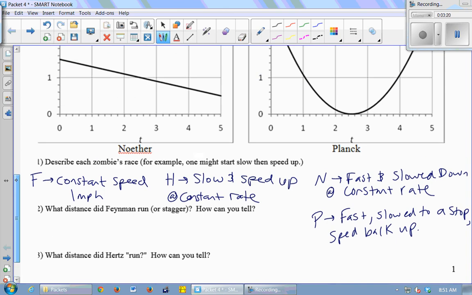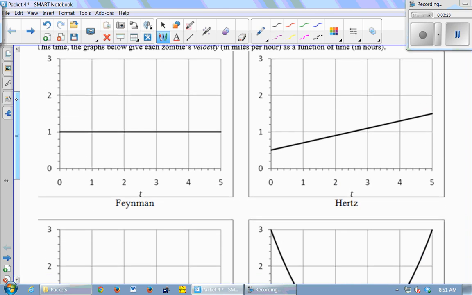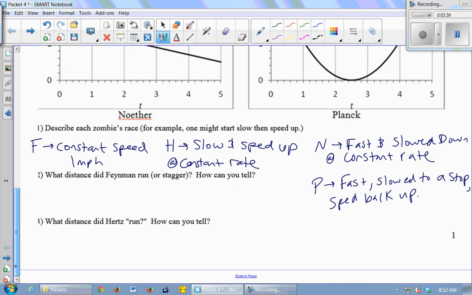All right, looking at Feynman's graph. He's kind of the easiest to analyze. How far did Feynman run? 5 miles. How do you know that? Yes, he ran for 1 mile per hour at a constant speed for 5 hours. And we had that old formula, right? RT equals D. So if you multiply 1 mile per hour times 5 hours, that would give you 5 miles. So with Feynman, we can use RT equals D because the rate is constant.